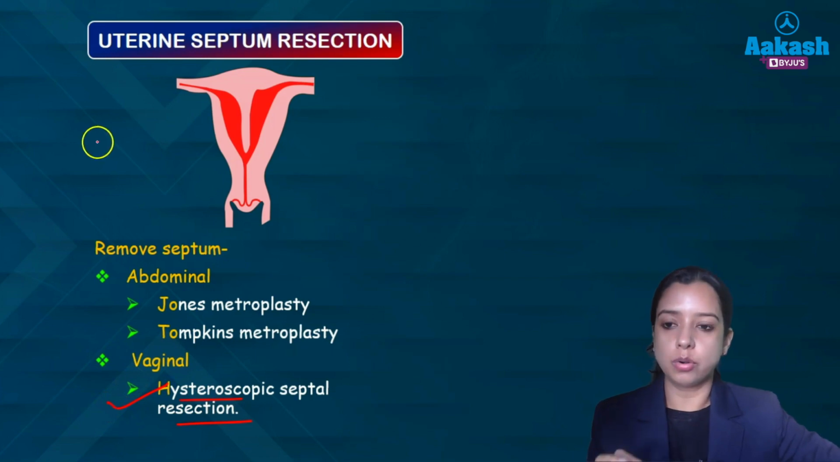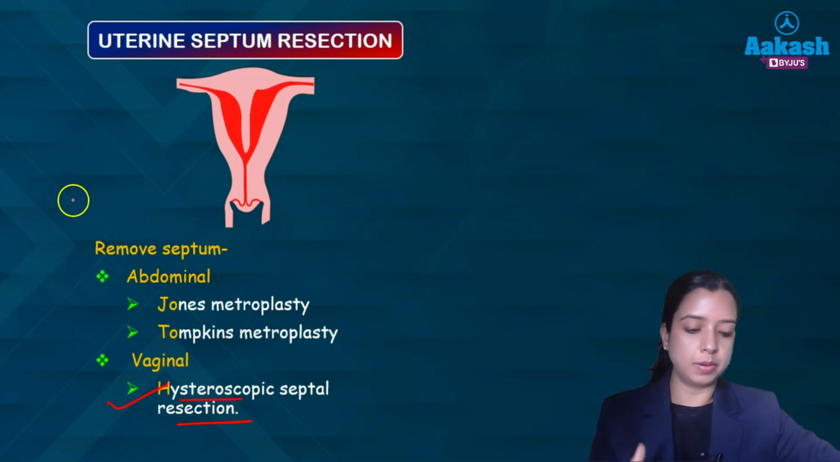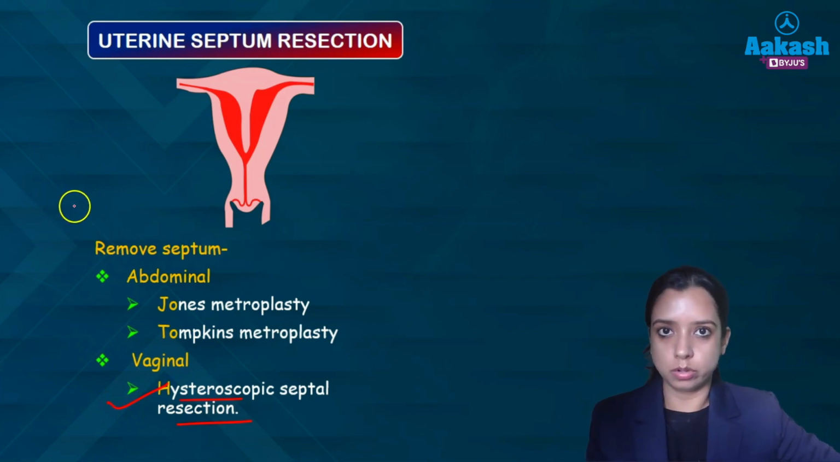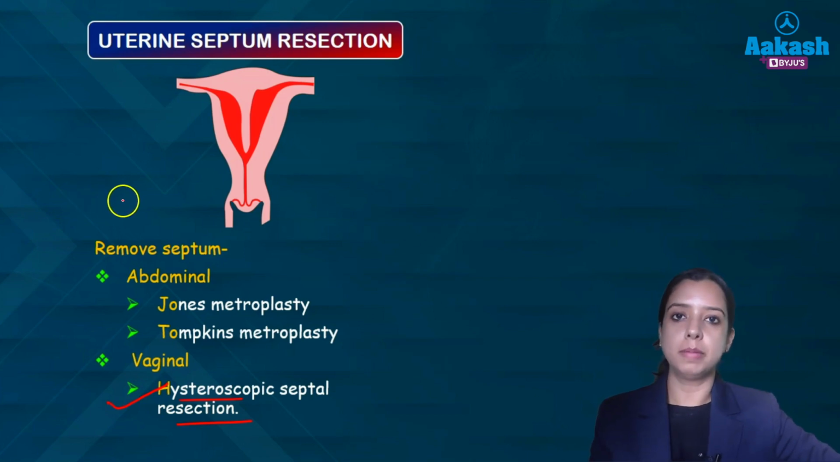In NEET 2021, I think some awareness came into the examiner. The same question was asked, but they said, which is the method of removing a uterine septum. They asked the route of septal resection. The options were laparotomy, laparoscopy or hysteroscopically. So the answer was hysteroscopically. There the names of these operations were not given.